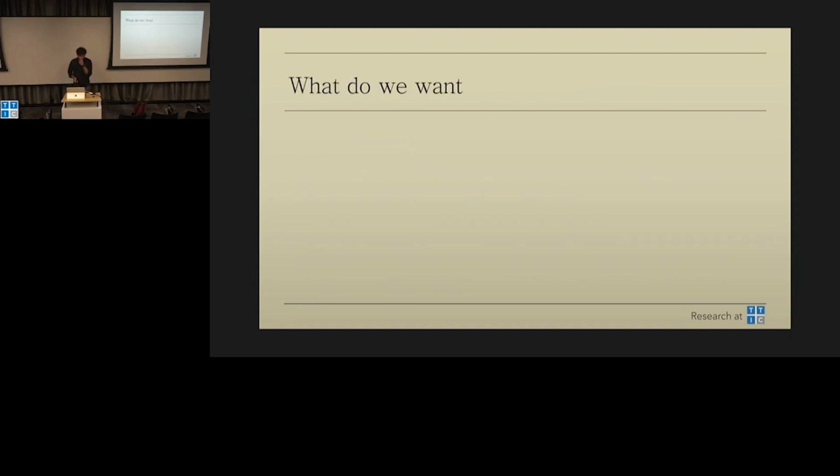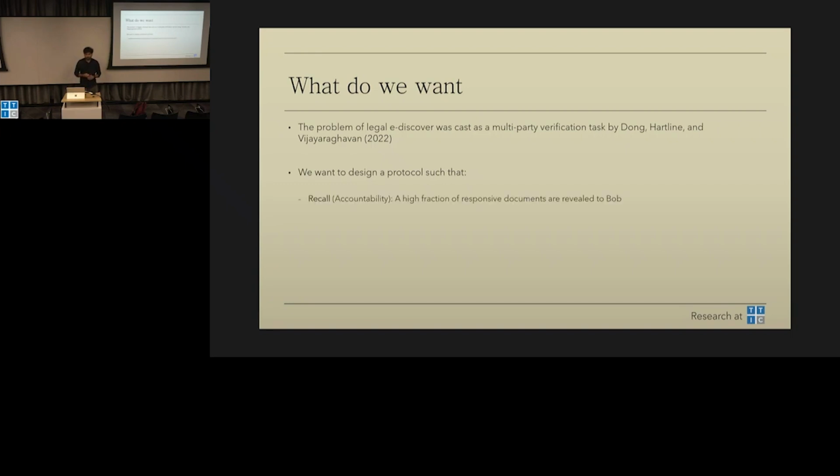Okay, so what do we want now that we have somewhat laid out the landscape? What do we exactly want? So this problem was formalized into a multi-party verification task by Dong, Hartline, and Vijayaraghavan. And they sort of laid out what we should look for. So we want to design a protocol which has the following properties, roughly speaking. I'm defining everything informally, but it's not too difficult to formalize all this.